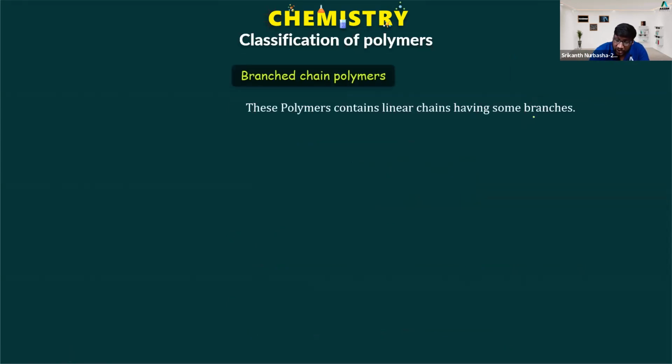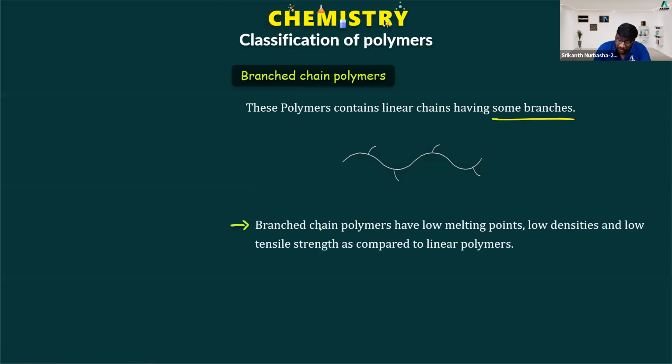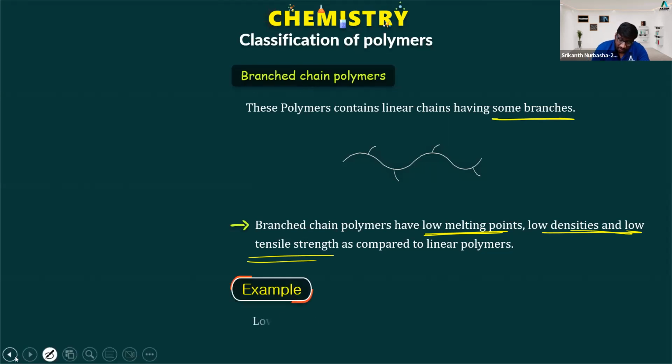These polymers contain linear chains having some branches. There are some branches for the linear chains. And this is how the structure of branched chain polymer looks like. Branched chain polymers have low melting points, low densities, and low tensile strength as compared to linear polymers. Why? Because they have branching at specific points and they are not very closely packed. Since they are not very closely packed, they will not have the higher density. The example coming under this category is low density polythene.